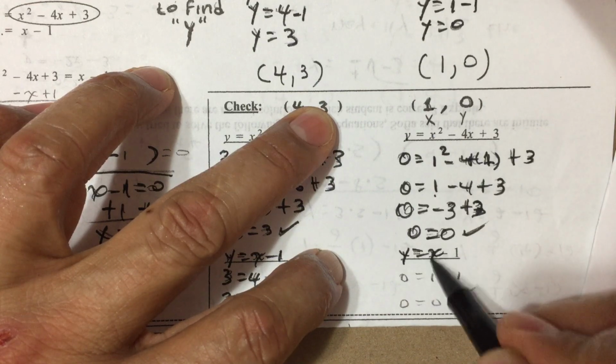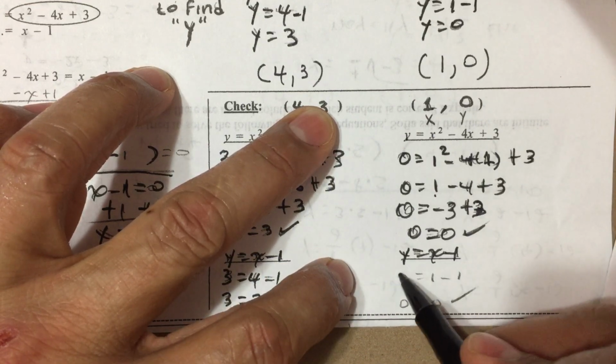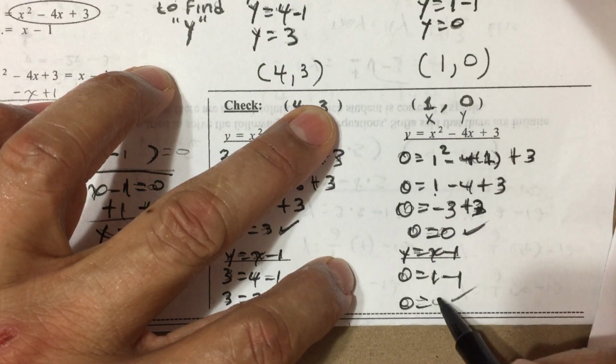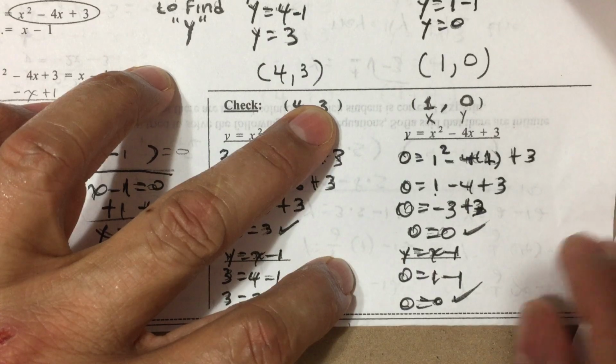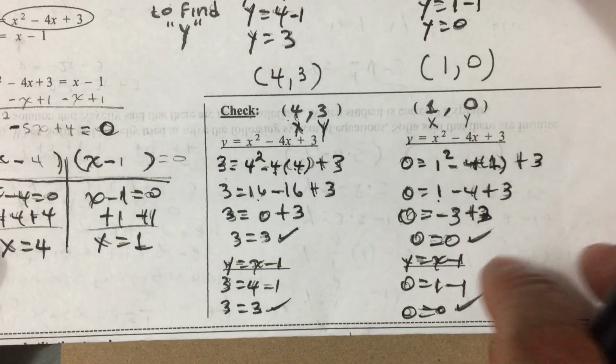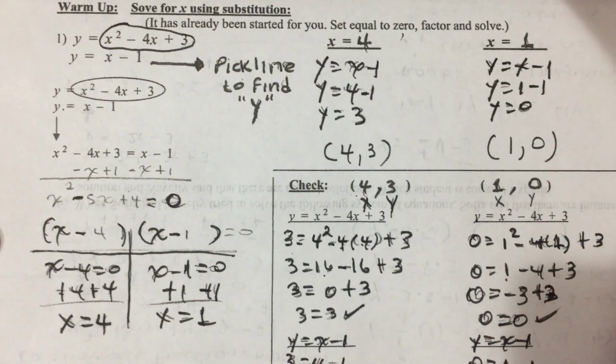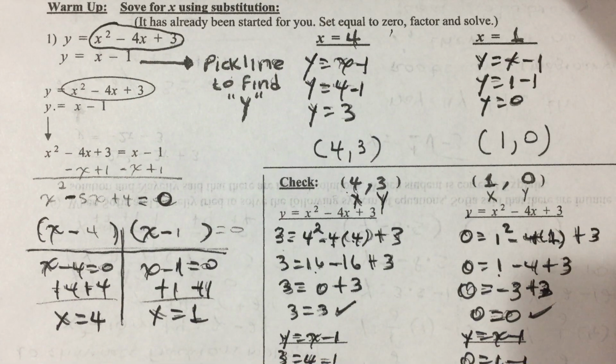Same thing with the equation of a line. Y becomes 0, x is 1, minus 1, and 1 minus 1 equals 0. So this is the process to do a linear-quadratic system using substitution.